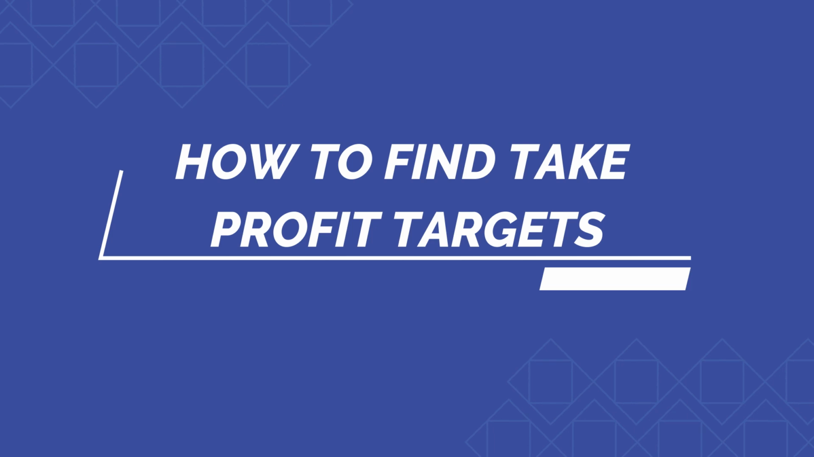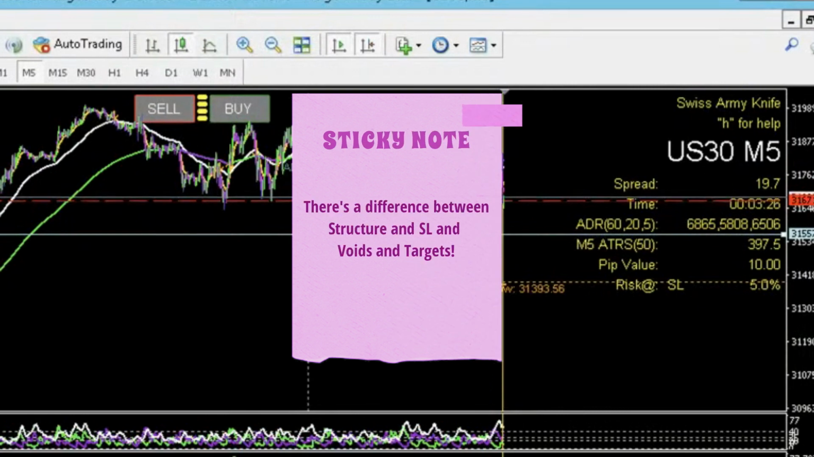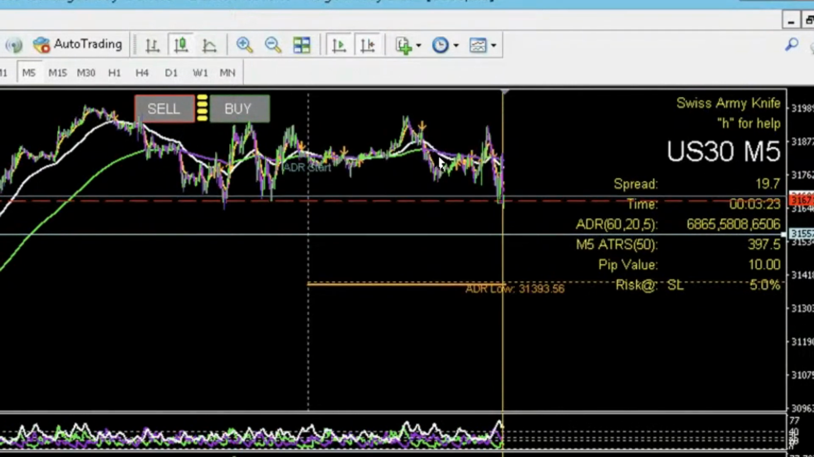About picking targets? You did it on Tuesday for US 30. Okay. So first things first, there's a big difference between structure and stop losses and voids and targets. I really hope you guys caught that. As far as I know, no one else is teaching that. Across multiple industries and companies, it seems to always be left off the table.